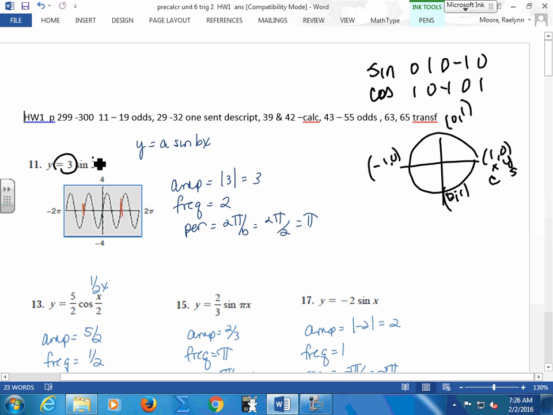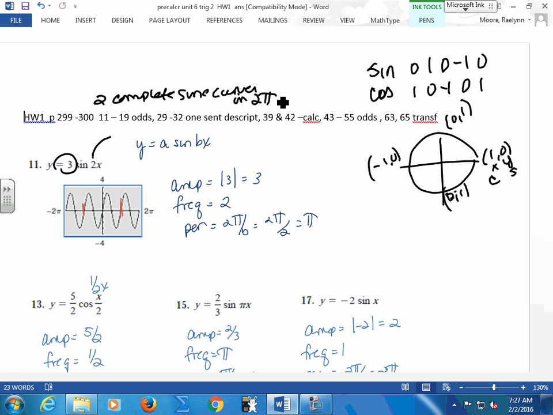This gives me my frequency. This tells me I have two complete sine curves in 2 pi. So therefore, if you say it in degrees, I have two complete curves in 360. How long does it take to complete one of those? 180. So that's pi, right? So 2 pi over b is your formula.